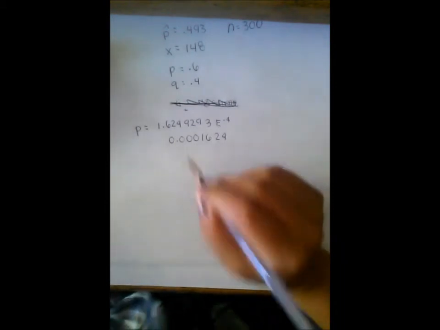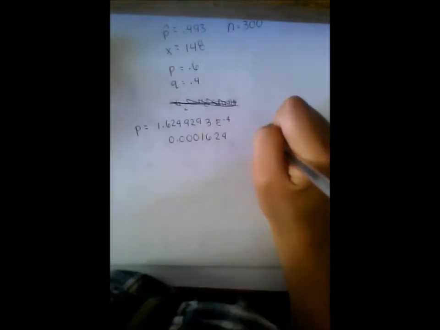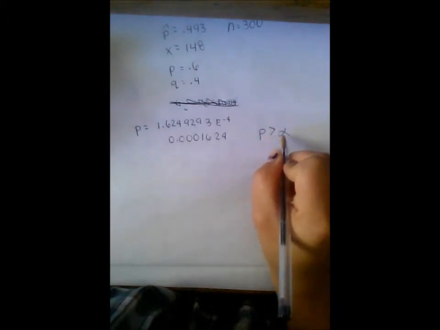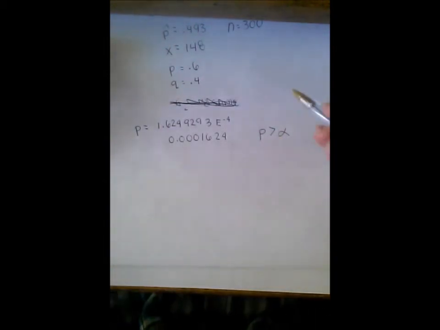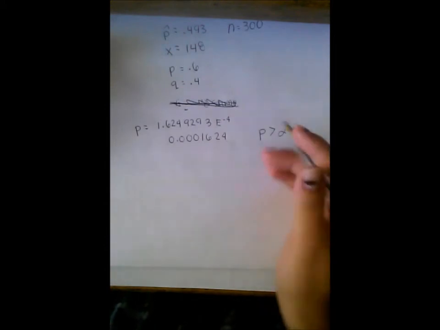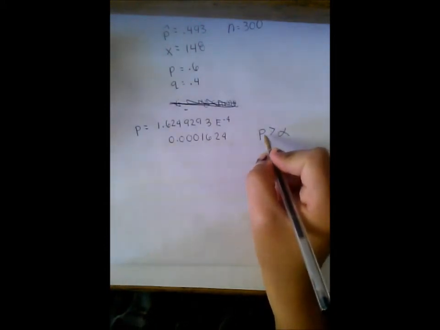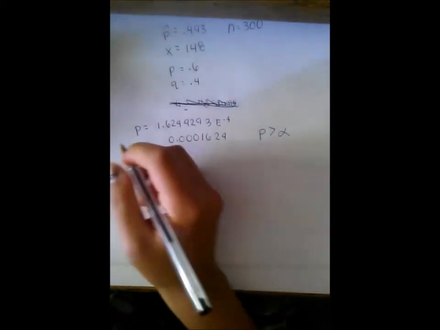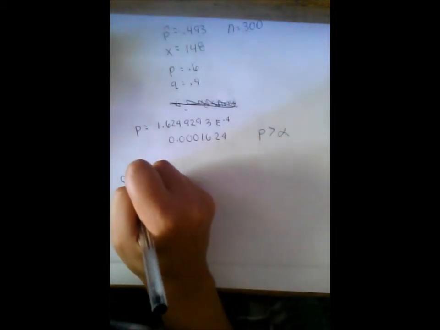So what do we do with this now? If p is greater than alpha, that means there's insufficient evidence to support the alternative. If p is less than alpha, that means there is sufficient evidence. So let's do our conclude so you can understand.